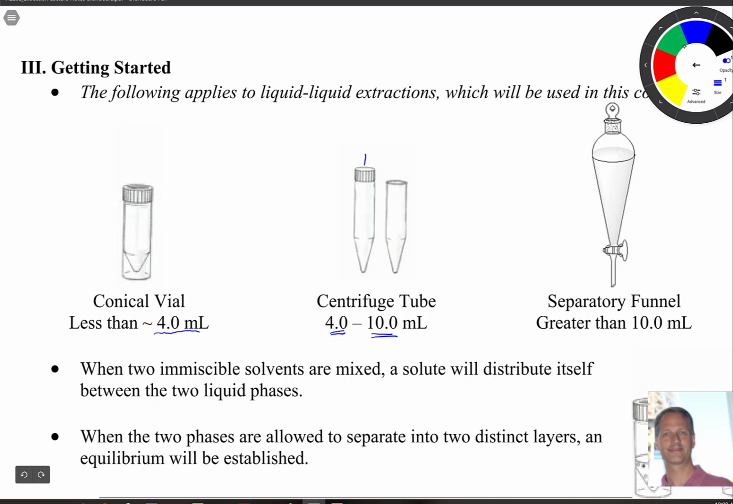And then we have something called separatory funnels, or sometimes SEP funnels. Those are usually for bigger volumes, greater than 10 mL, and they make really large ones for doing extractions, and they make smaller ones too.